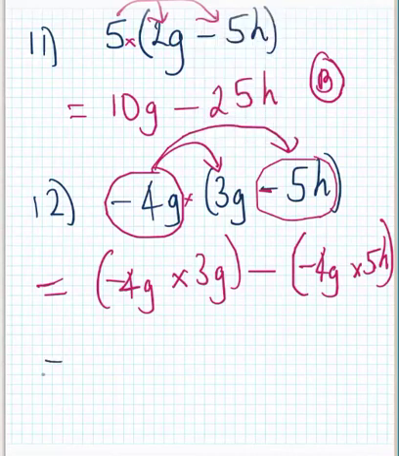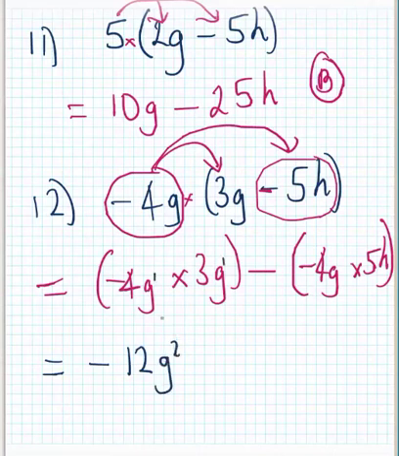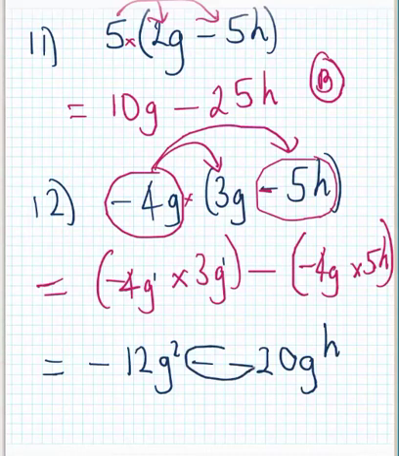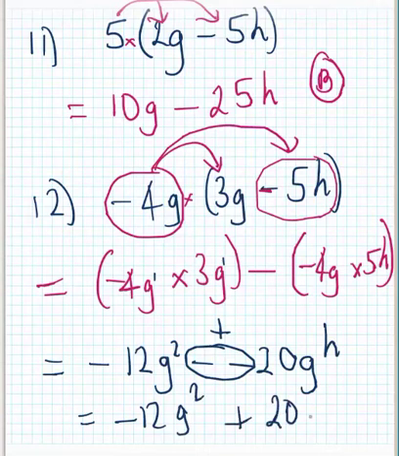And now in this bracket, I've got minus 4 times a positive 3. That's minus 12. And g times g, we add the powers of g. So 1 plus 1 is 2. So we have minus 12g squared. And then there's a takeaway that we write down, takeaway. In these brackets, we have minus 4 times a positive 5. So minus 4 times 5 is minus 20. And g times h is just gh. So the final step is now these two negatives will make a positive. So we end up with minus 12g squared plus 20gh.